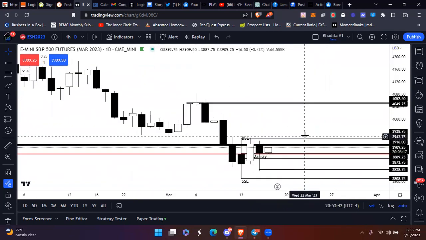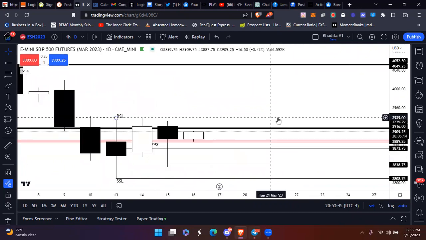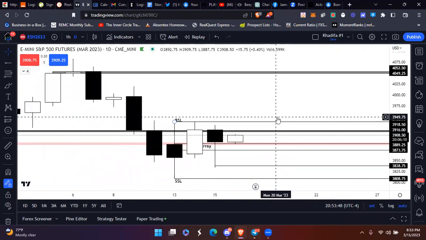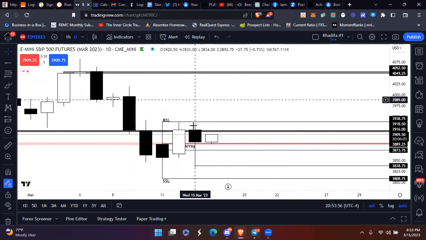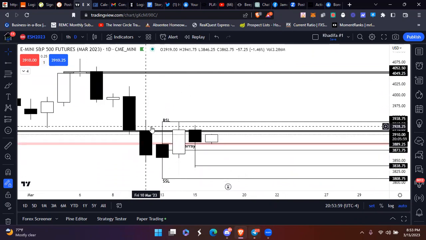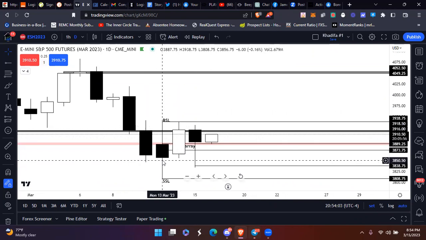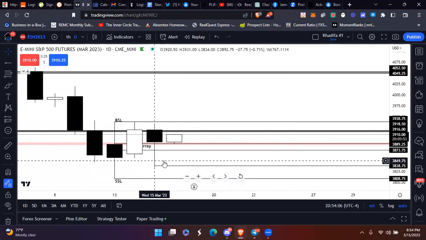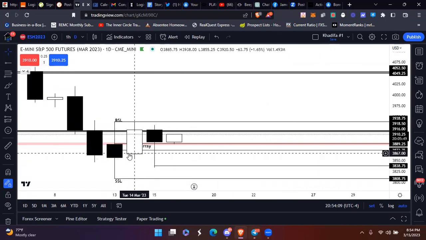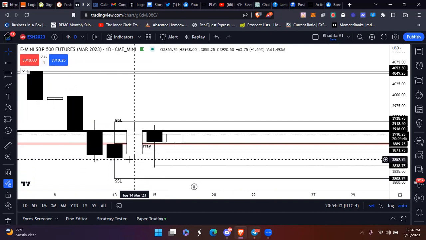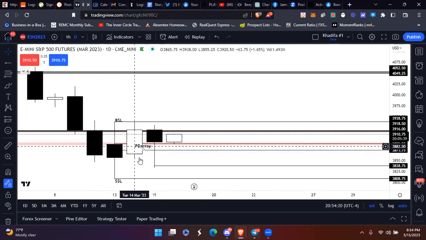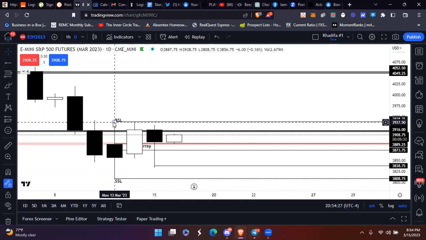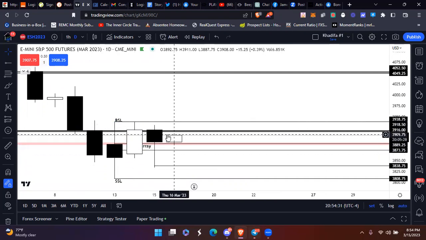And looking at ES or E-mini S&P 500, we see that Monday, I told you guys I was expecting price to give us a pullback up into Monday's premium array. And we not only pulled back up into it, but we ran Monday's buy side liquidity.